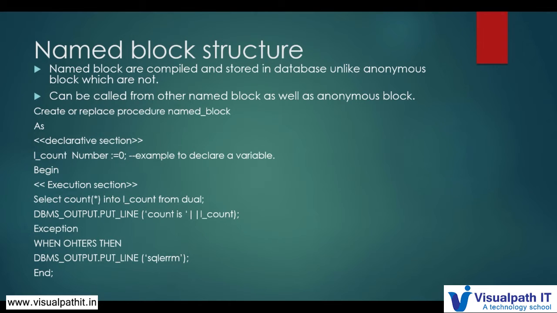Okay, so create or replace procedure, and there you can give a specified name. That name should be unique and should not be used by some other object. So create or replace procedure name_block. This is the name I've given. For example, name_block, you can give xyz.